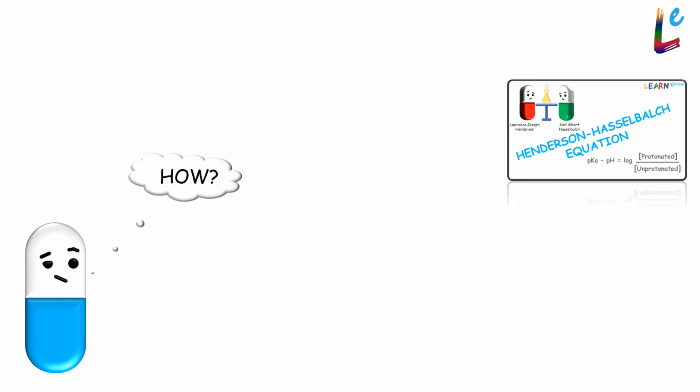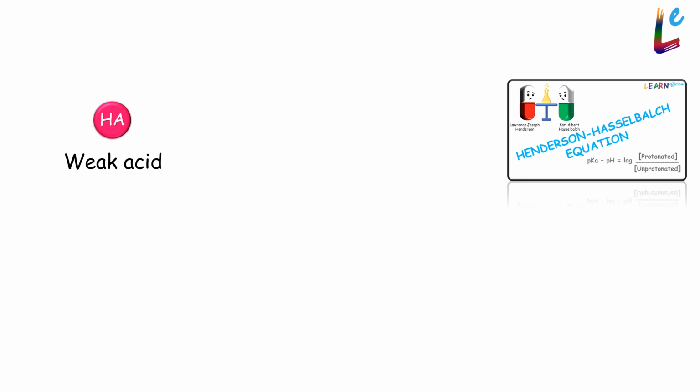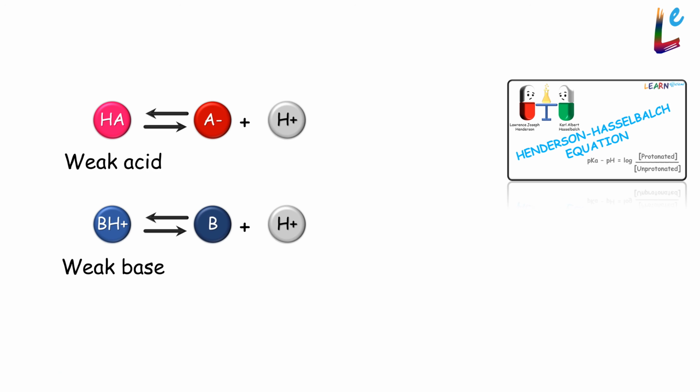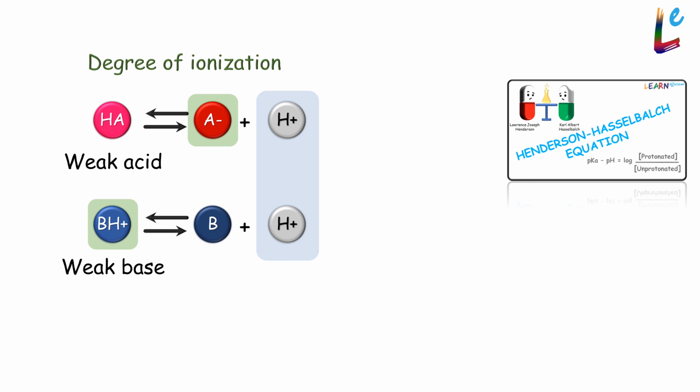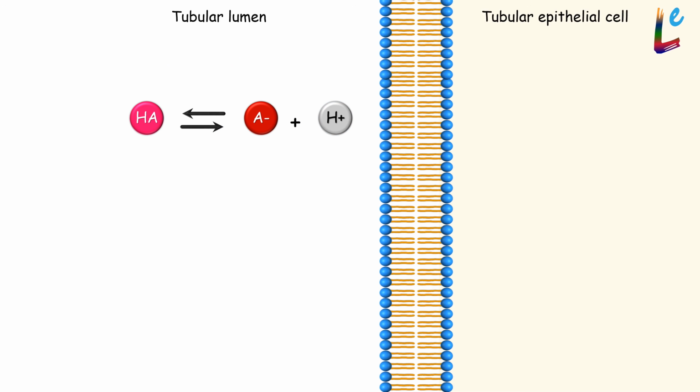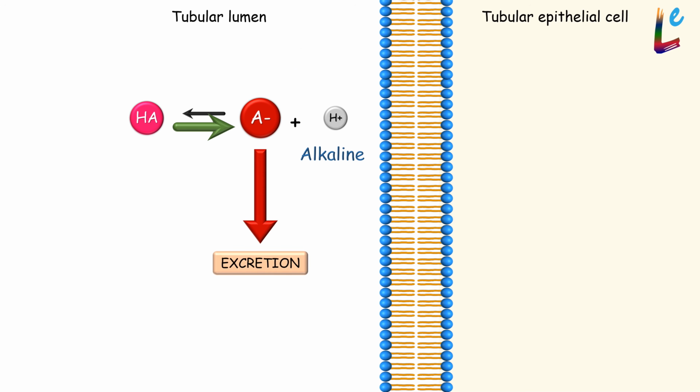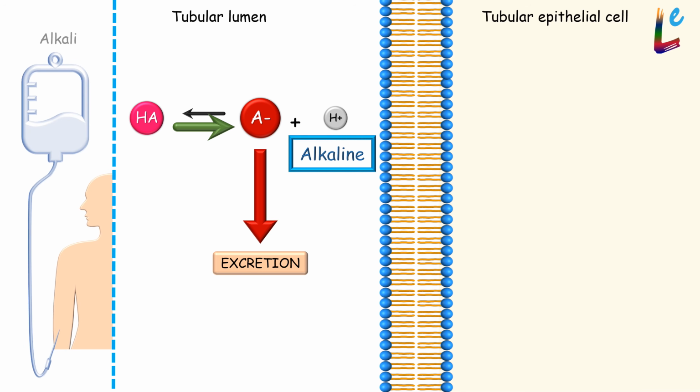In the previous videos, we have seen that many drugs exist as weak acids or bases that ionize in solutions. Here, a change in the hydrogen ion concentration can affect the degree of ionization. Consider the example of an acidic drug in the tubular lumen. If the hydrogen ion concentration decreases, that is, if the urine becomes alkaline, more of the drug will be ionized. Ions cannot be reabsorbed and therefore excretion of the drug is enhanced. Alkalinization of the urine can be achieved by administering an alkali like sodium bicarbonate.